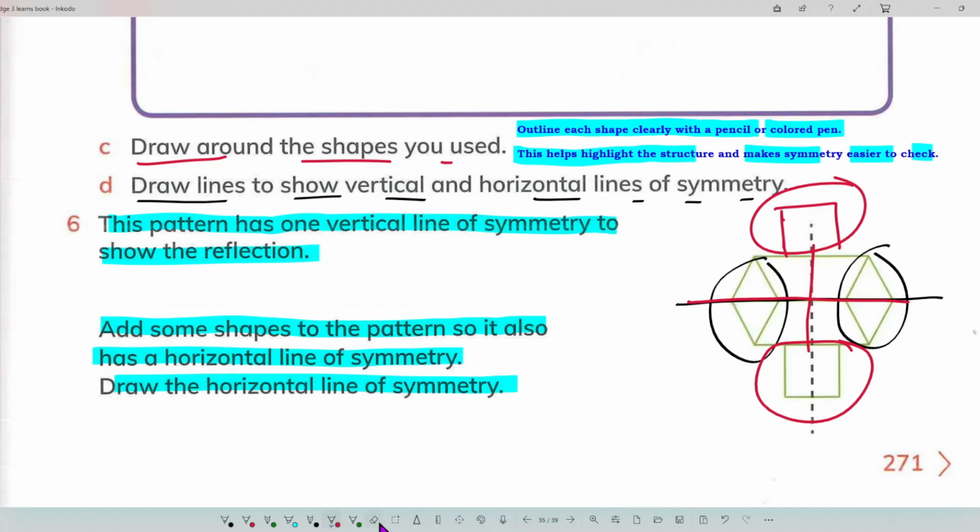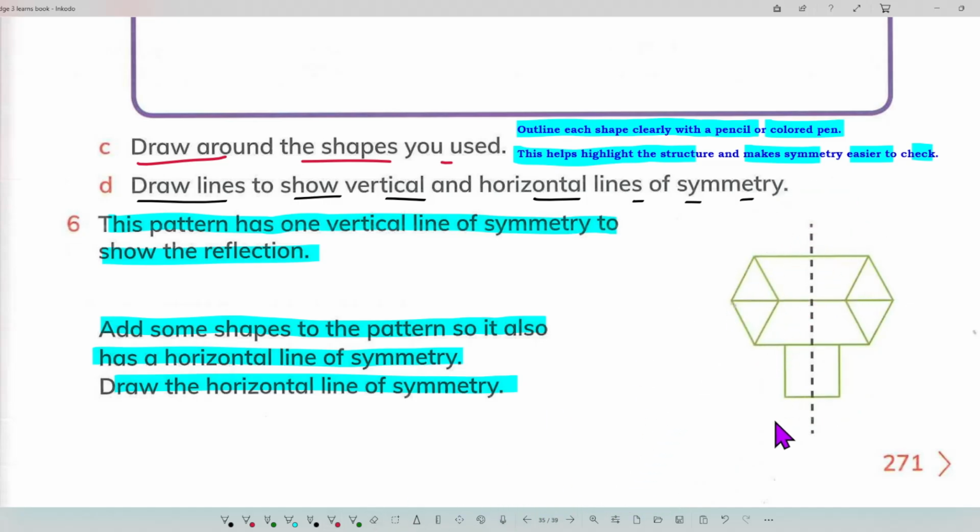We are just drawing this shape again like this, and here is like this. Very simple.